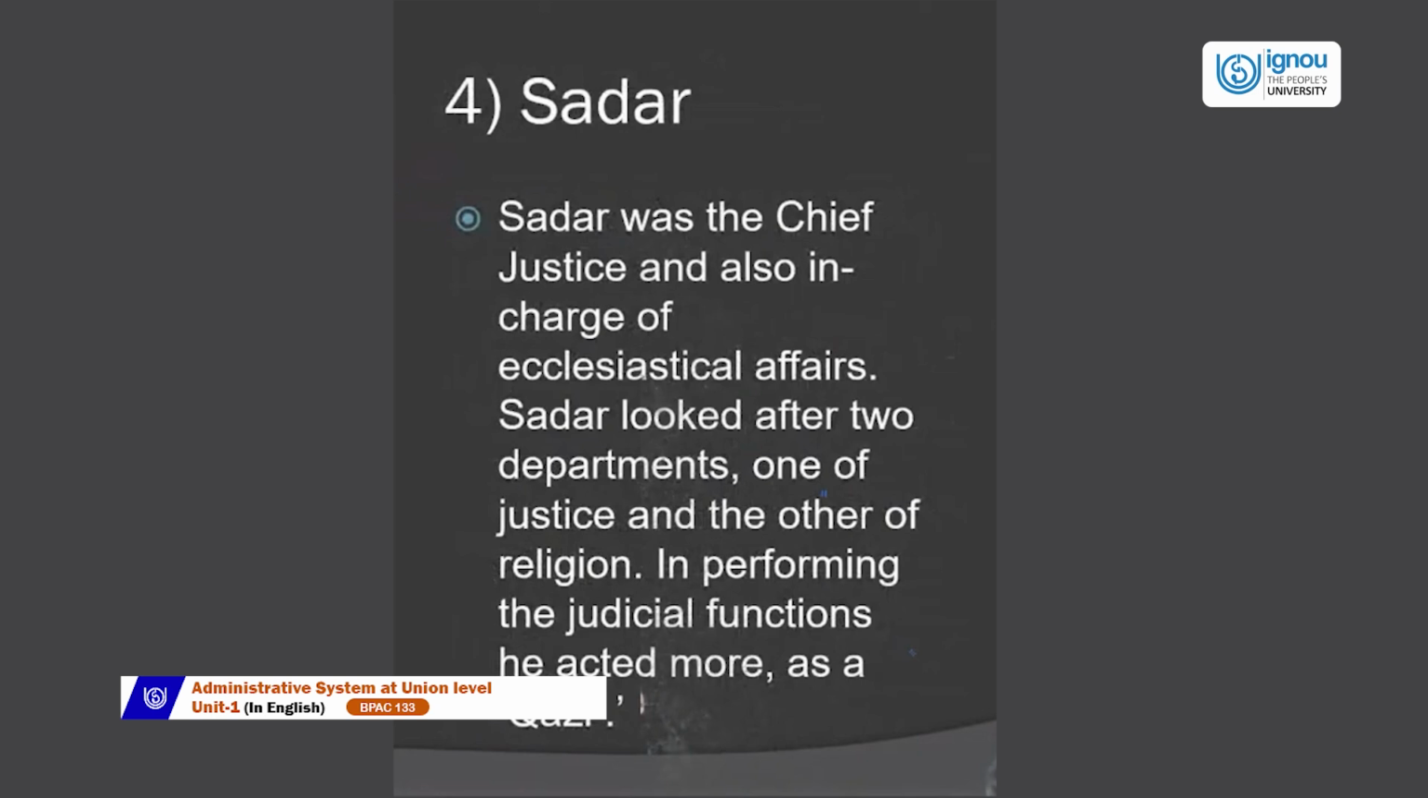So these were the four officials: Diwan, Mir Bakshi, Mir Saman, and Sadr. The four most important officials who advised the Mughal king. We are discussing the medieval administrative system, and as part of that, we are discussing the Mughal Empire.